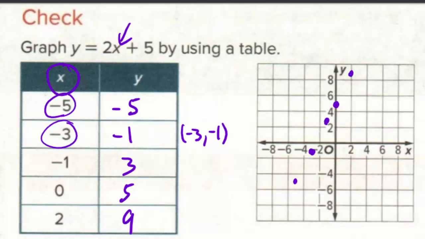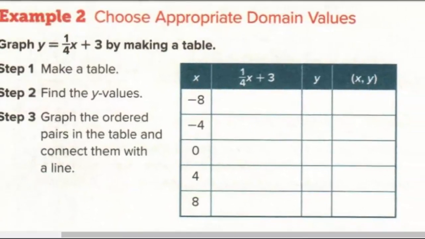When you're done with your points, draw the best straight line you can through this. And keep in mind that this line goes on forever, so we should put arrowheads at the end of it like that, because that represents every possible solution to this equation. For example 2, we're going to do the same thing, only choose appropriate domain values.